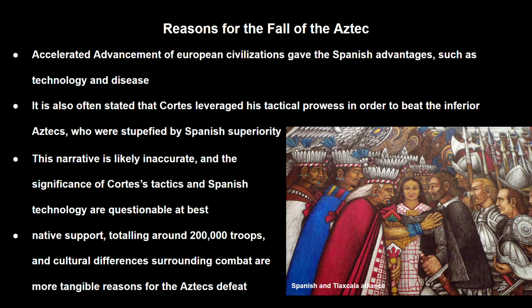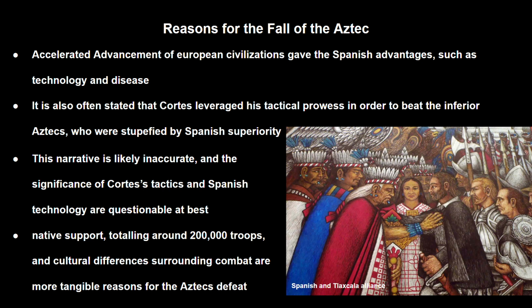It's likely that the Spanish victory had far more to do with the vast amount of native forces that agreed to help the Spanish, those Tlaxcala people I mentioned earlier. These allies eventually amassed to around 200,000 by the time the Aztecs fell, which is just undeniable. That's absolutely massive.